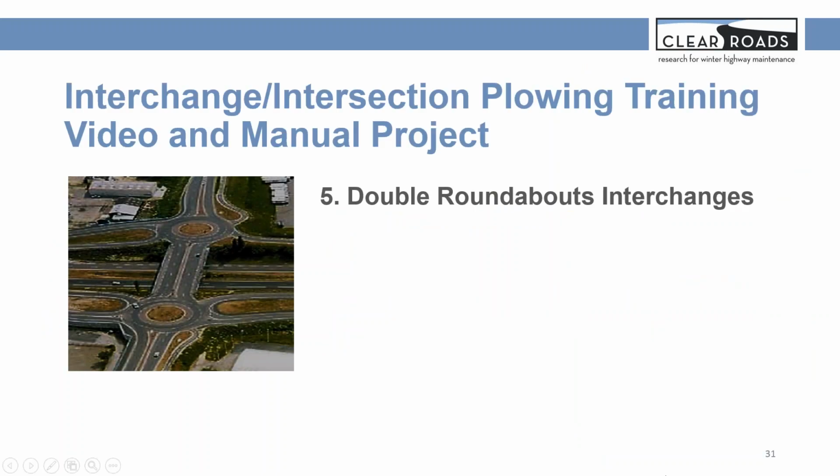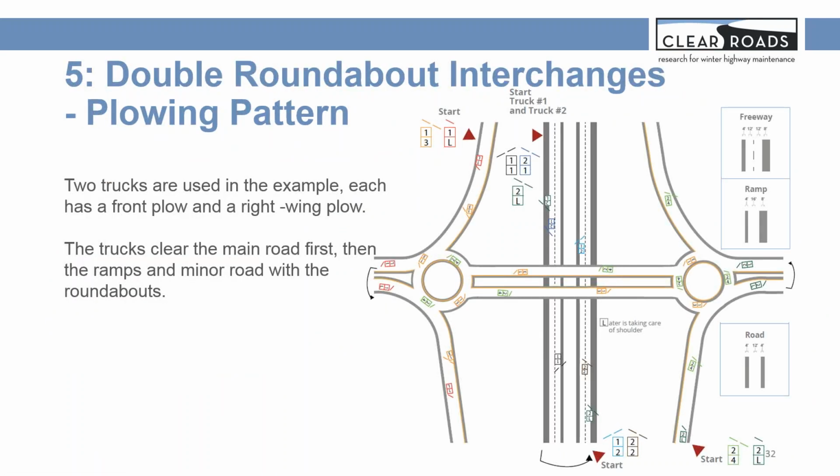And number 5, the double roundabout. Then the remaining ones are all intersections. The double roundabout, the example, we use 2 tracks. Both have the front and right wind plow. The tracks clear the freeway first, and then clear the minor road and the roundabout.